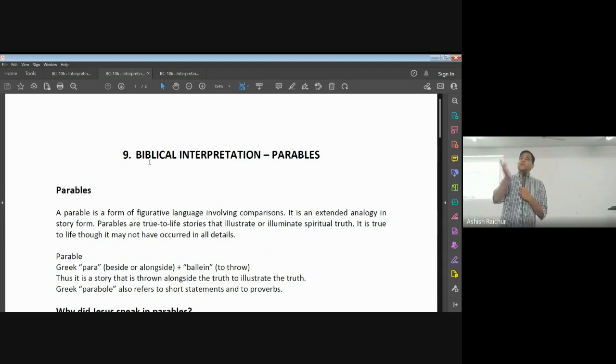Now, before we go forward, any questions on types, illustrations, allegories? Let me just check on online class. If there are any, I'll just stop sharing. Any questions on the previous lesson, which is types, shadows, illustrations, allegories? Any questions on that before we get into talking about parables? Okay, fine. So let's move on to our next lesson. Today, we'll try to cover maybe at least two more lessons.